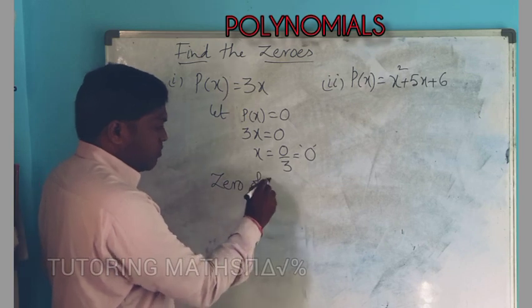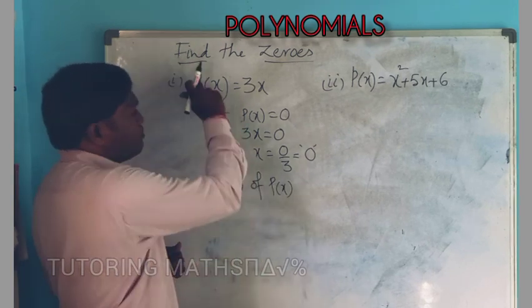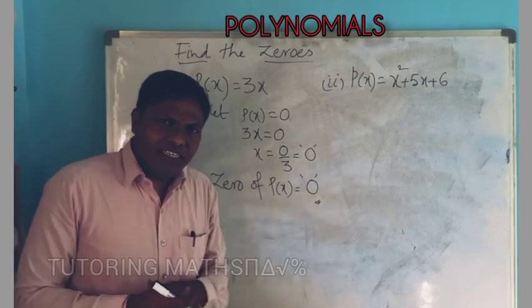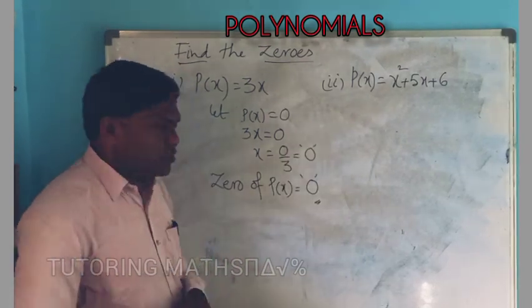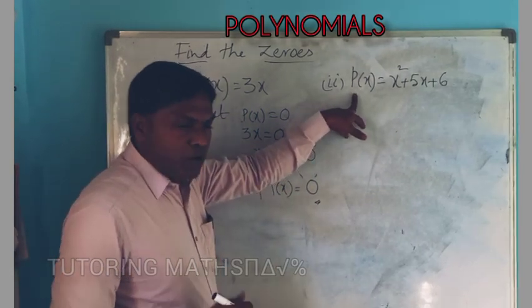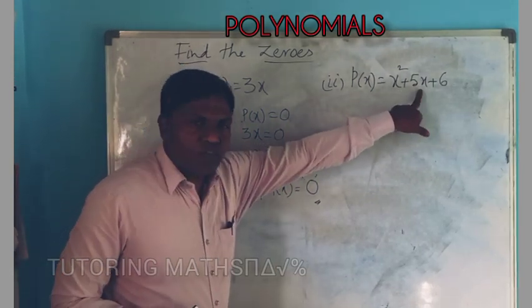The zero of P of x, this P of x is 0. So like that we can find the remaining values also. And coming to the second question, here P of x is a polynomial, that is x square plus 5x plus 6.